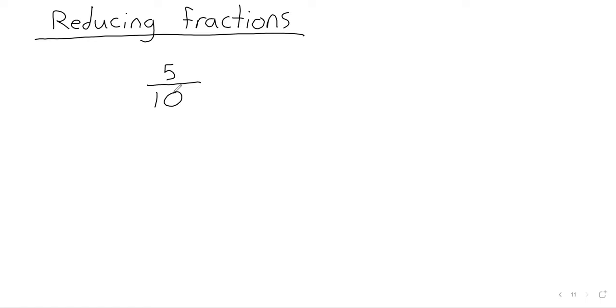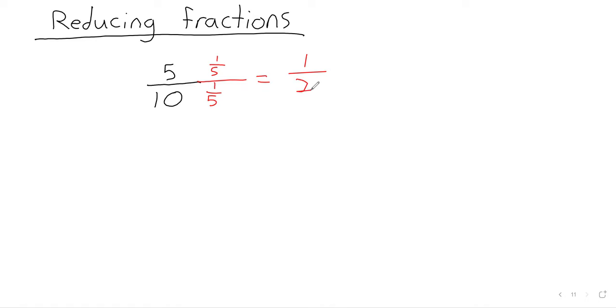Division. So the fundamental law of fractions is framed in terms of multiplication. But multiplication and division are basically the same thing. What you'd probably say is that, well, you can divide the top and the bottom by 5. And if you divide the top and bottom by 5, you get one half. Framed in terms of the fundamental law of fractions, we're multiplying by a fraction. Dividing by 5 is the same as multiplying by 1/5. And we get 1/2.